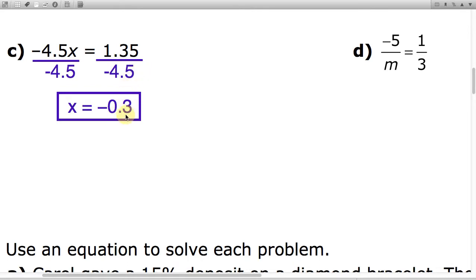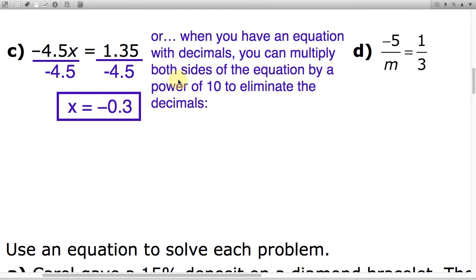Now there is another way that you can solve this. It's a little bit more involved, but if you have an equation, generally speaking, with decimals and you don't want to have decimals, you can multiply both sides of the equation by a power of 10 and it will eliminate the decimals. So multiplying negative 4.5 by 10 would give you negative 45. If you wanted to get rid of the decimals on the right hand side, you'd have to multiply by 100 to get 135.